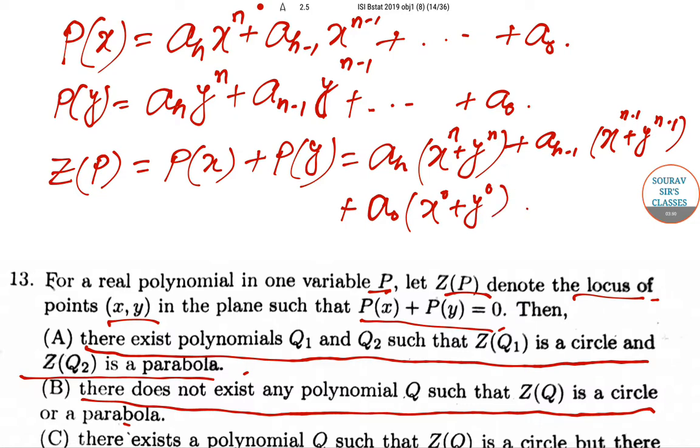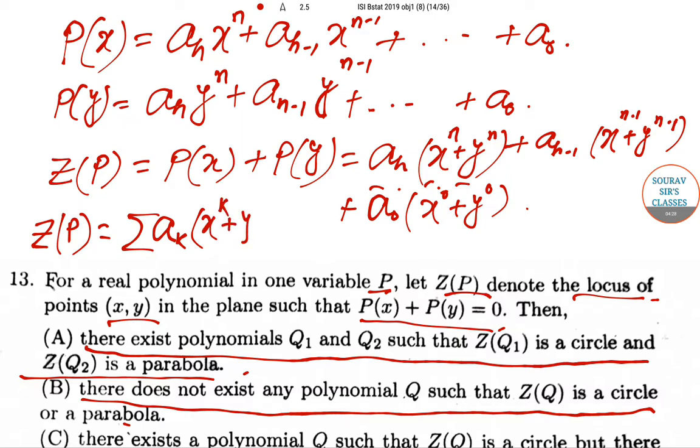So here in the Zp we get all the coefficients of the same degree of x and y are the same. We get Zp equal to sigma of a_k (x to the power k plus y to the power k), k equal to 0 to n. Here for the same degree of x and y the coefficient is the same.